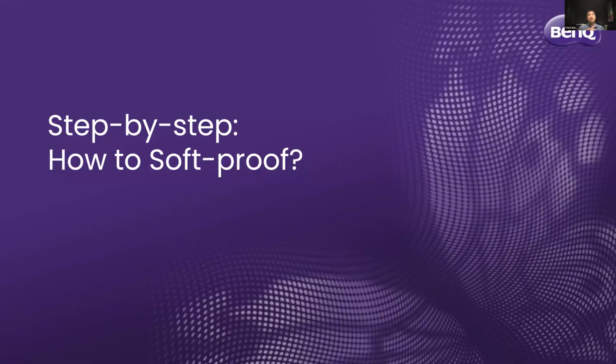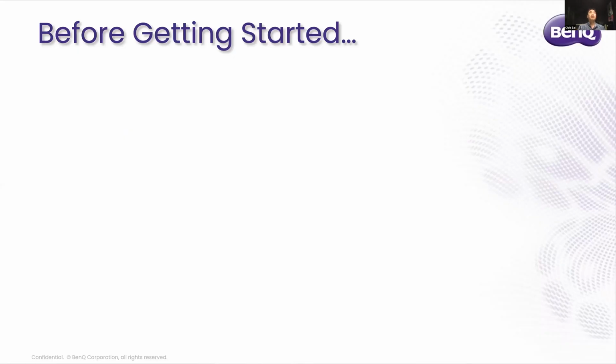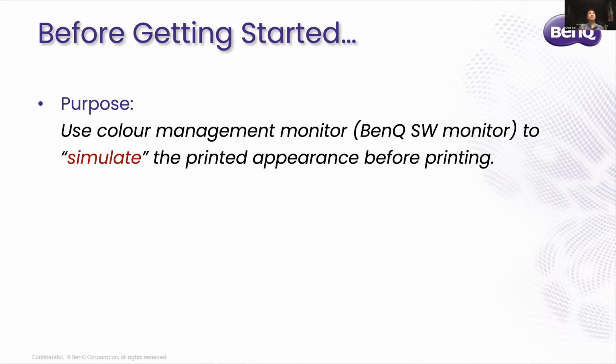All right, so the last part of this webinar will be a step-by-step guide to how to do softproofing. But before we get started, we need to understand the softproofing limitations and what the purpose of it is. The purpose is to use a color management monitor, for example, a BenQ SW monitor, to simulate the printed appearance before printing.